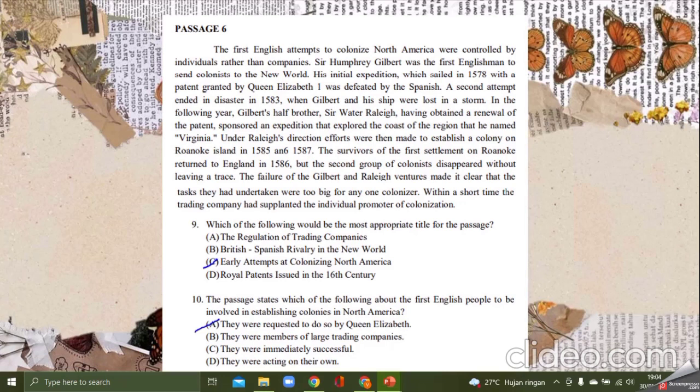The question is, which of the following would be the most appropriate title for this passage? The answer is C. Early attempts to colonize North America. And another question is, according to the passage, which of the following were the first English people to be employed in establishing colonies in North America? The answer is A. They were given permission by Queen Elizabeth.